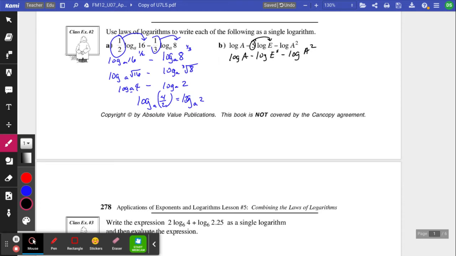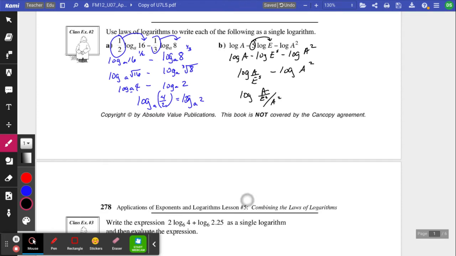Copy the rest. Now I have 2 logs subtracted. I still am going to write this down. And then I'll go 2 logs subtracted again. Kind of looks like that.